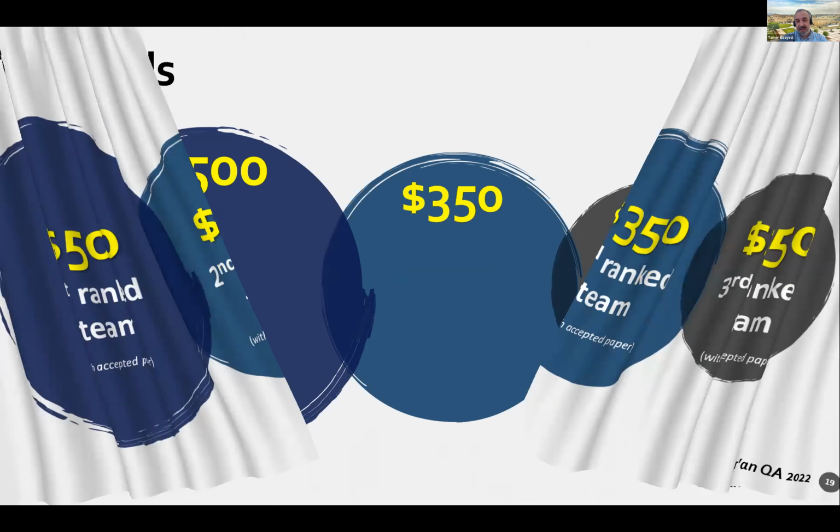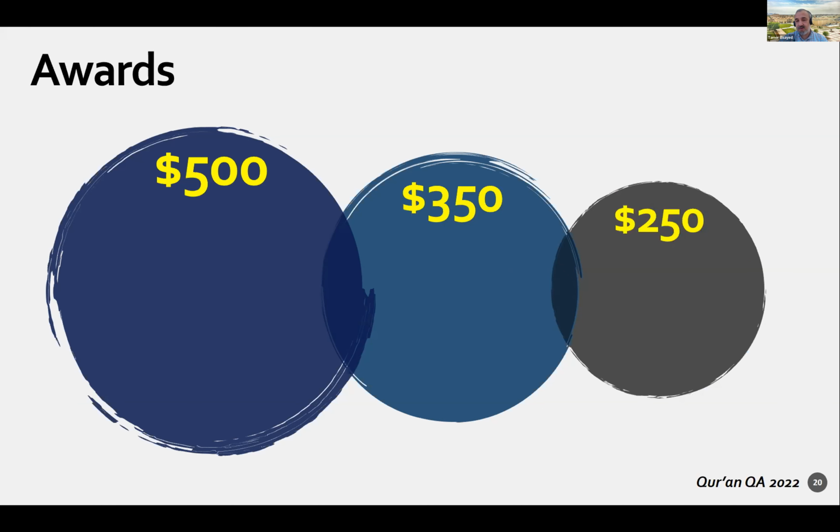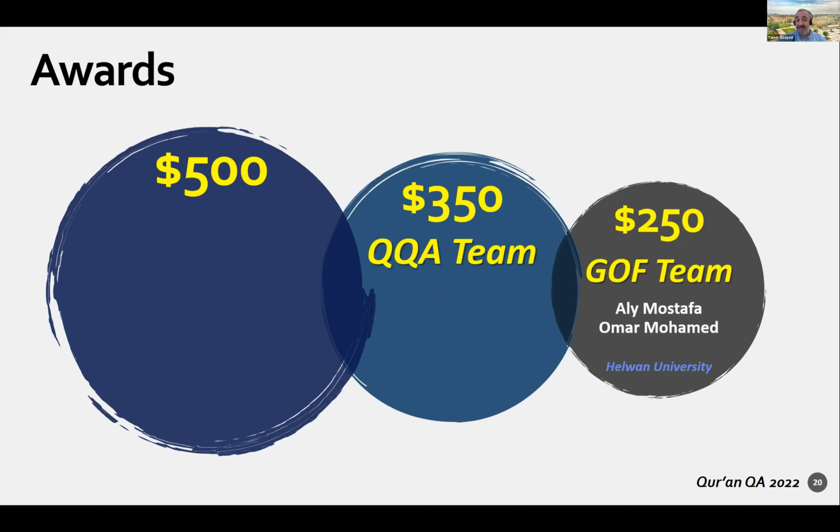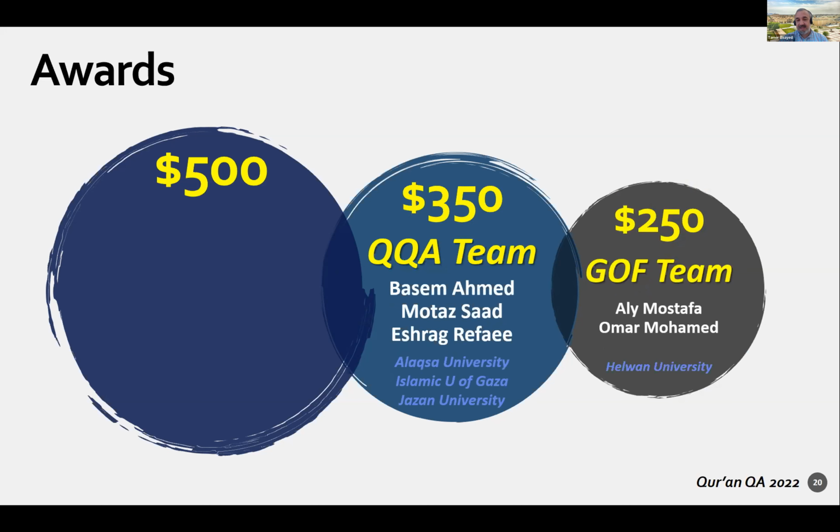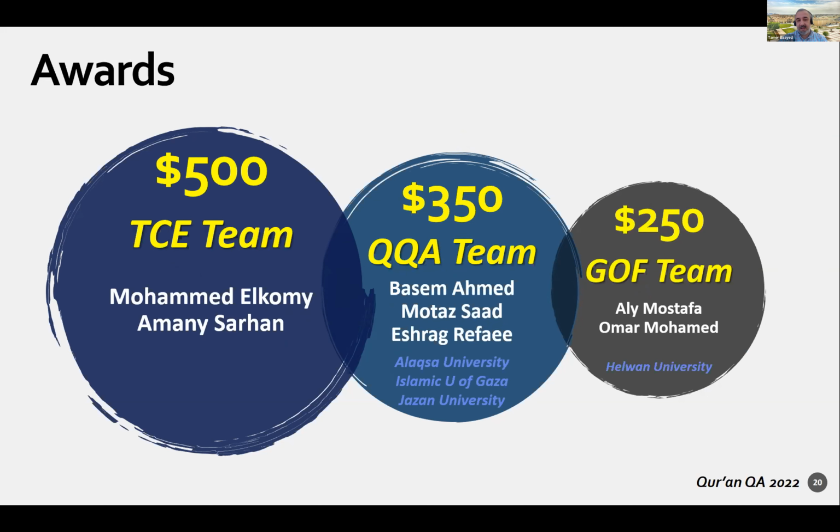So here are the 3 teams who got the awards. For the third rank, it is the GOF team, Ali Mostafa and Omar Mohamed from Helwan University. For the second rank, the QQA team, Basim Ahmed, Mu'taz Saad, and Esha Rifai from Al-Aqsa University, Islamic University of Gaza, and Jazan University. The first team was the TCE team, Muhammad Al-Komi and Amani Sarhan from Tanta University. Congratulations to these teams. Actually, congratulations to all teams who participated, and especially these 3 teams. Of course, we will be in touch, inshallah, very soon with you.